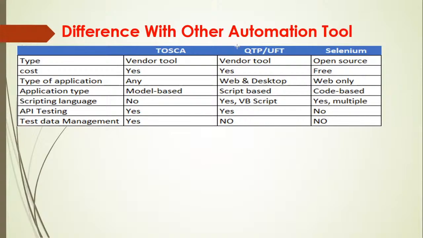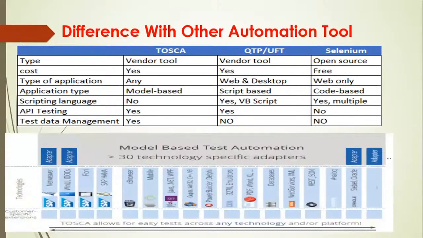So we are designing our test data in Excel files. Some of the projects we are designing our test data in Excel files. But in TOSCA, we have a lot of ways, 5 to 6 ways, to maintain the test data. I'll tell you all those approaches.